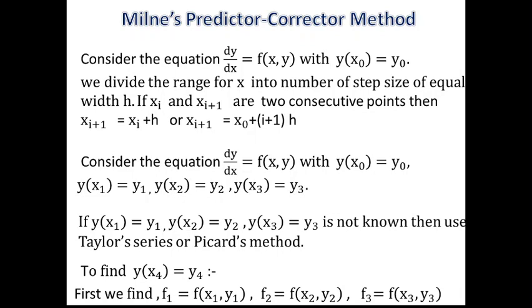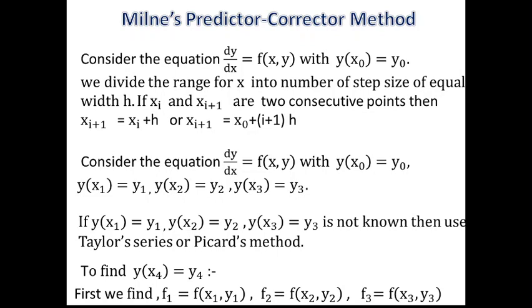Okay, so let us see what Milne's predictor corrector method is. What are the procedures required? We wish to find y4 at x4. First we will find f1, f2, f3. f1 is nothing but the value of the function f at x1, y1. f2 is f at x2, y2, and f3 is the function at x3, y3.